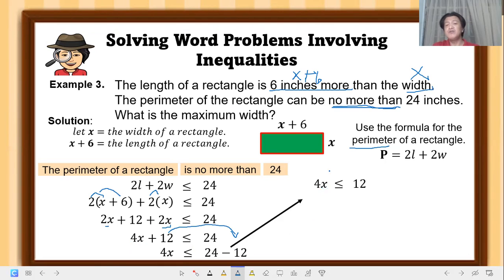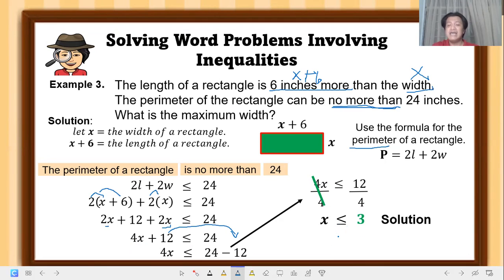And since meron siyang numerical coefficient, how are we going to remove that? I-apply natin dyan yung multiplication property of inequality by simply, i-divide na lang natin siya. Shortcut natin, no? By 4. Kaya cancel na dyan yung 4. X na lang ang natira. Kaya what is 12 divided by 4? Kaya that is equal to 3. Ibig sabihin, X is less than or equal to 3.